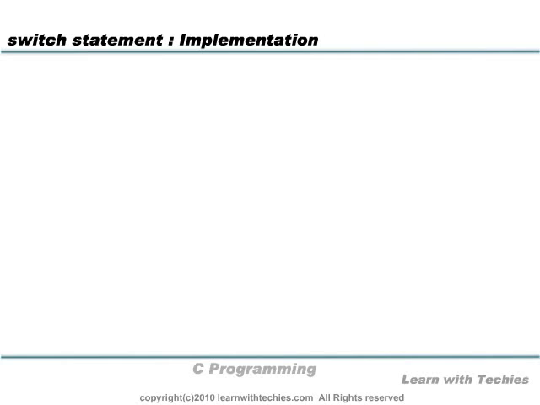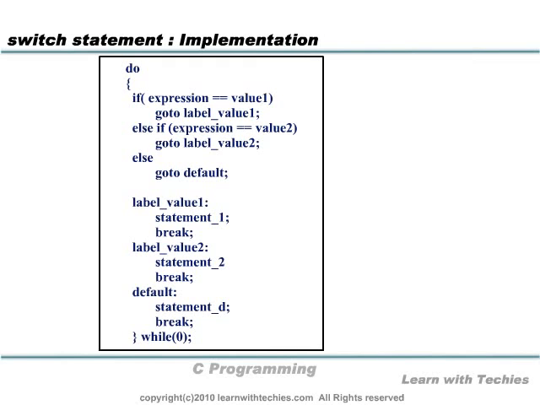Before we end the chapter on control flow constructs, I thought of writing an implementation of switch statement using all the constructs we studied in this chapter. Here is the implementation that I could think of. This code will behave as a switch statement. The implementation uses do-while loop, if-else statements and goto statement.